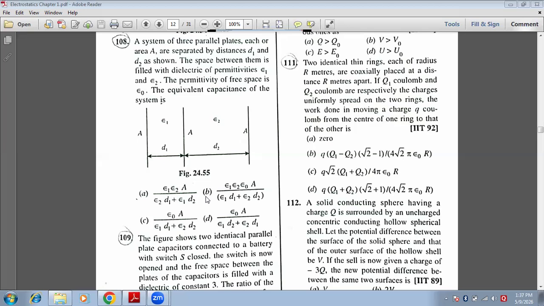1 D2. Option B, epsilon 1 epsilon 2 epsilon naught A upon epsilon 1 D1 plus epsilon 2 D2. Option C, epsilon naught A upon epsilon 1 D1 plus epsilon 2 D2. Option D, epsilon naught A upon epsilon 1 D2 plus epsilon 2 D1. Correct answer, option A, epsilon 1 epsilon 2 A upon epsilon 2 D1 plus epsilon 1 D2.